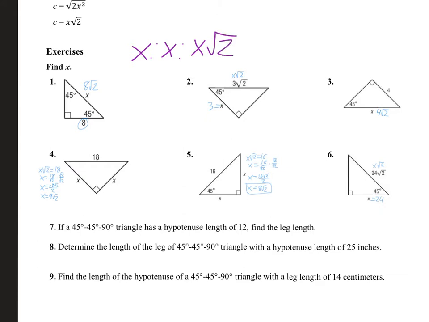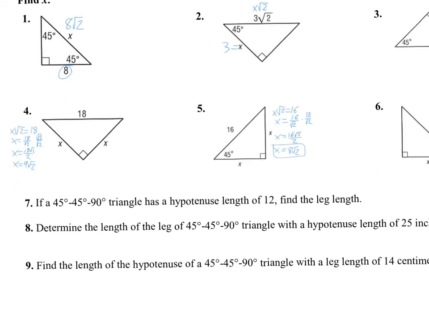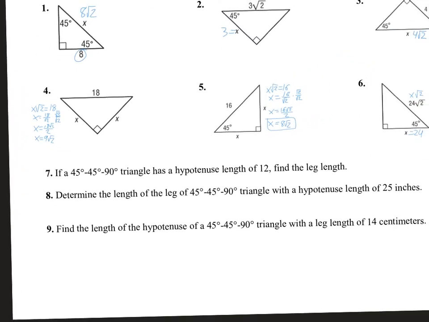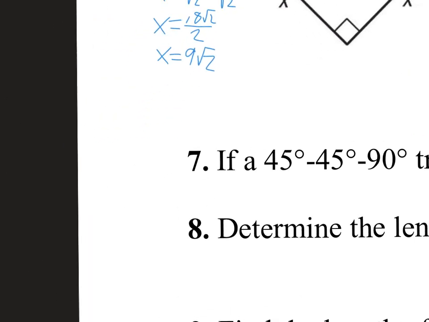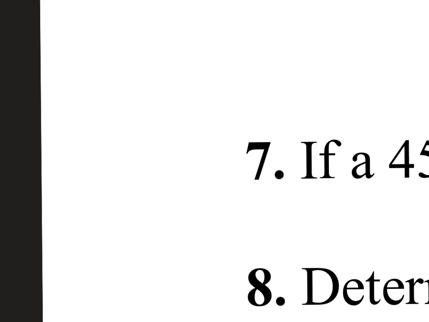All right, let's take a look at some quick little word problems. Number 7, in a 45, 45, 90 triangle, the hypotenuse length is 12, find the leg length. All right, now I don't really need to do it, but I'm going to draw a picture anyway for your benefit. You should always get in the habit of drawing pictures when you need them. We need to have the hypotenuse of 12. Got a pair of x's.